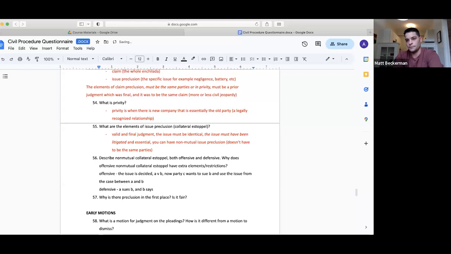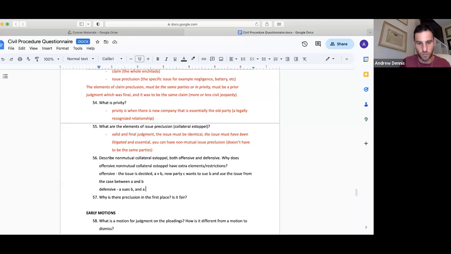Like, A sues B. It's like a sword. Defensive is like a shield. Okay. So offensive would be there's an issue decided in A versus B, and now C is trying to sue B and bring up that issue. Whereas defensive is A sues B and tries to bring up an issue, and B is like, that issue's already been decided.